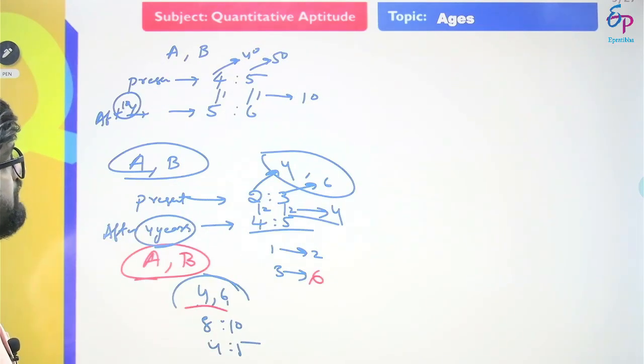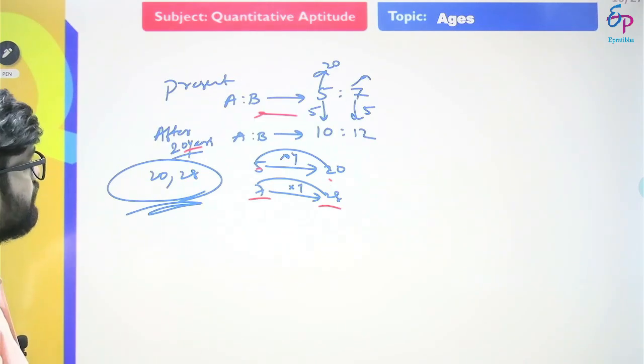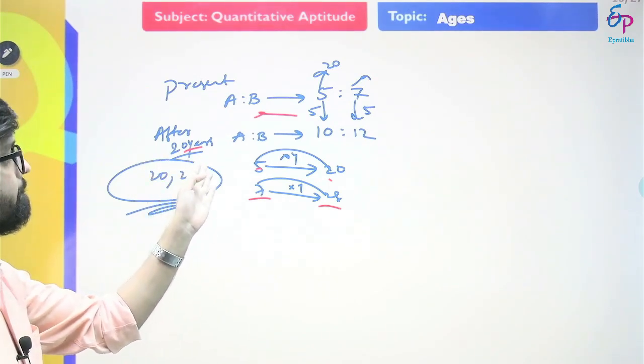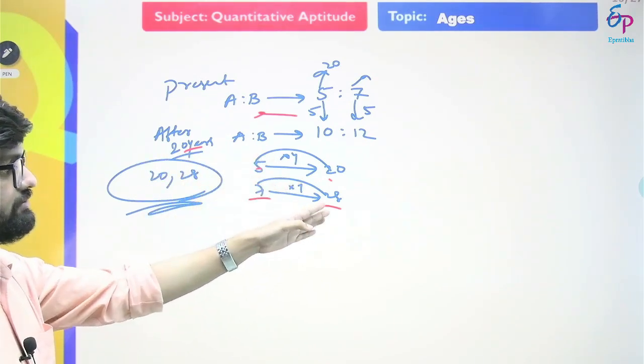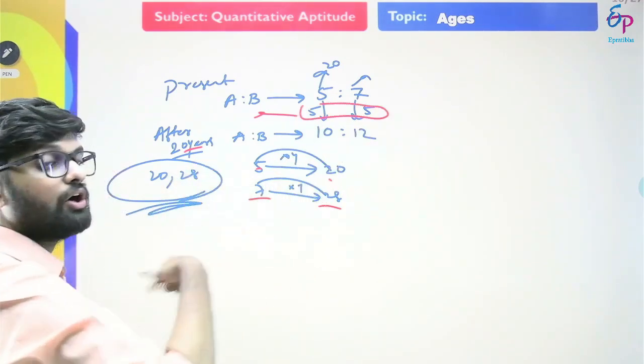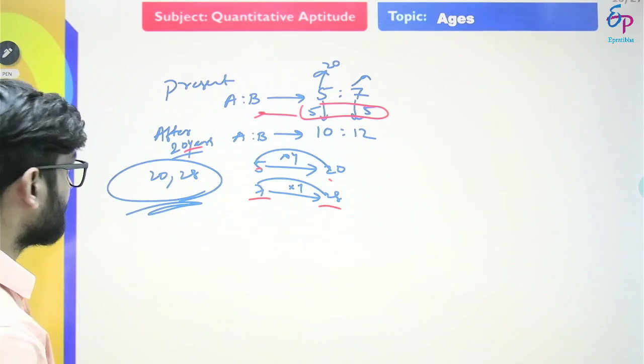A and B: 1 part is equal to 10, so 4 parts is equal to 40, and 5 parts is equal to 50. Present A is 5:7, and after the change it is 10:12, which means 5 parts is equal to 20, so 7 parts is equal to how much? 28. Now, the part difference should be equal. If the part difference is not equal, you have to make it equal. How to make it equal?